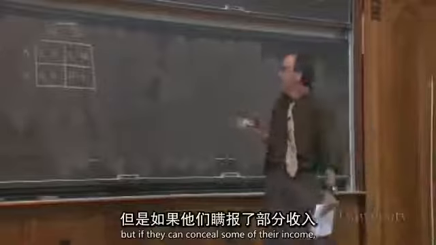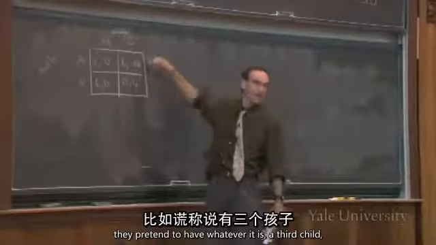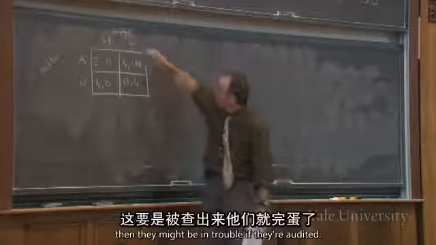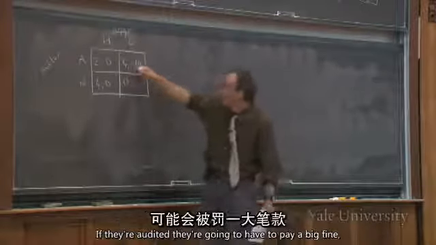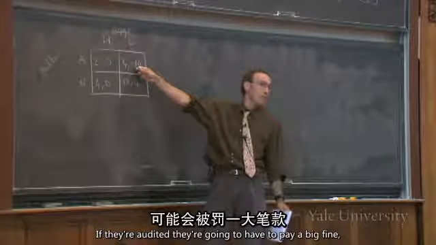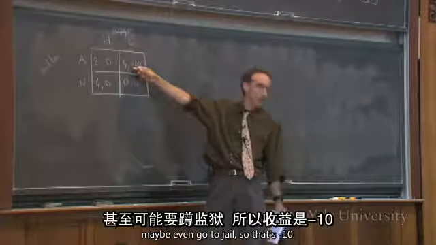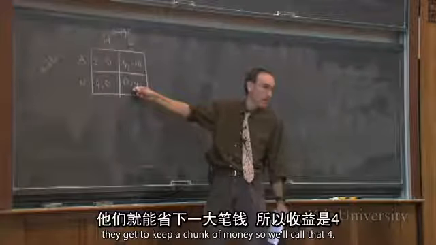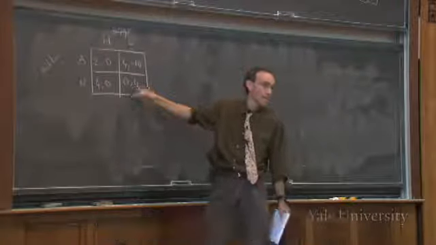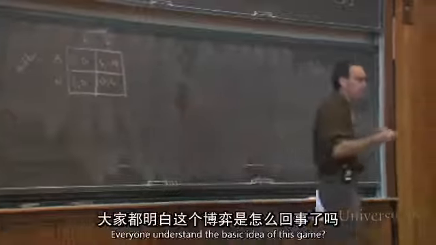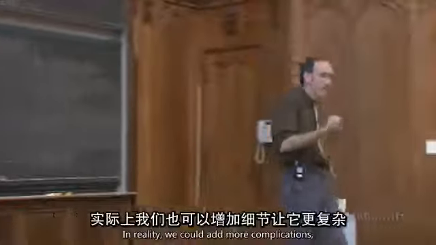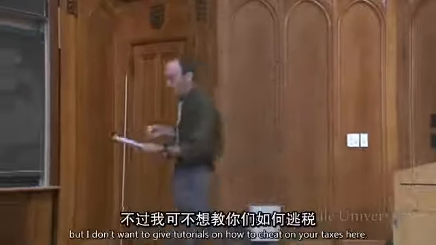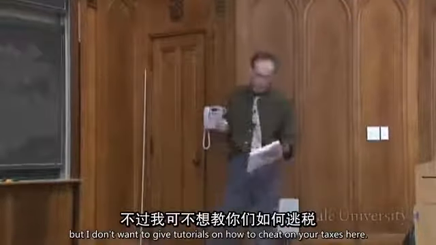But if they conceal some of their income, they pretend to have a third child, then they might be in trouble if they're audited. If they're audited, they're going to have to pay a big fine, maybe even go to jail, so that's minus 10. Of course, if they're not audited, they get to keep a chunk of money, so we'll call that 4. Everyone understand the basic idea of this game? In reality, we could add more complications. We can think of different ways to cheat in your taxes, but I don't want to give tutorials on how to cheat your taxes here.